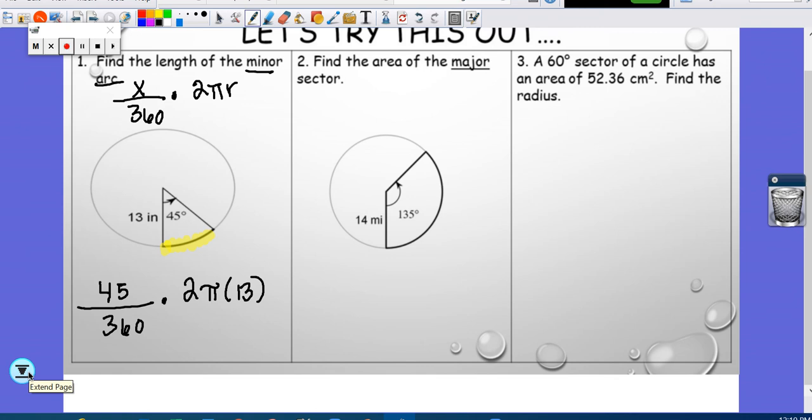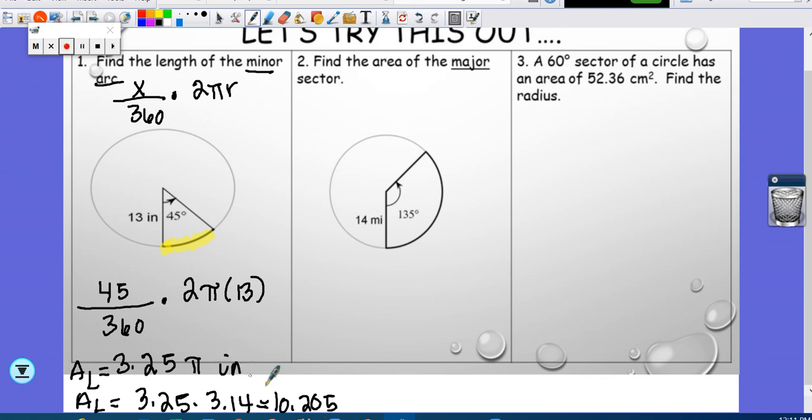So you could use Desmos to type this in, and you would get 3.25 pi, so the arc length is equal to 3.25 pi, or that's the exact answer. Or you do 3.25 times 3.14, which is equal to 10.205, and this is going to be in inches because circumference is a linear unit.